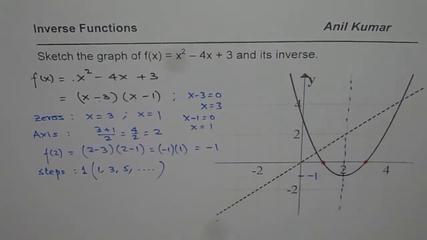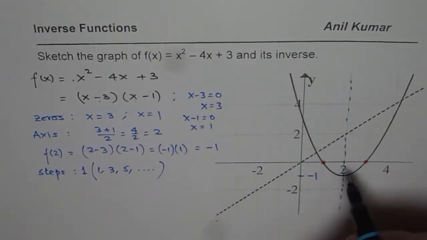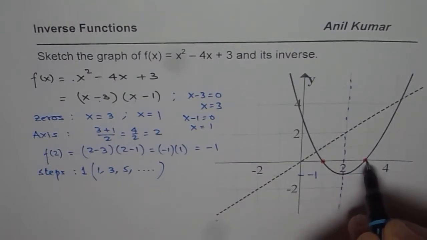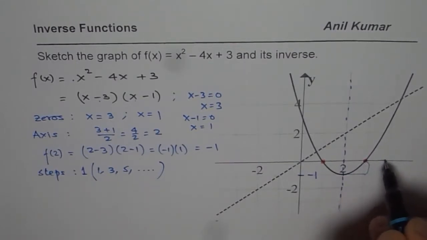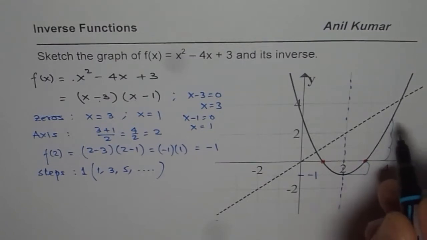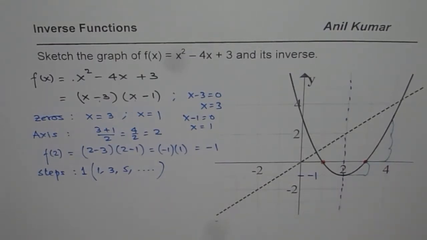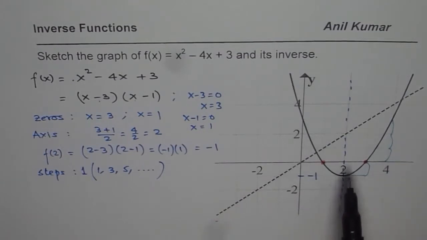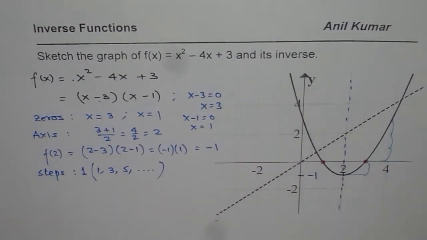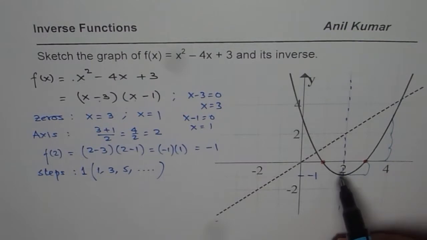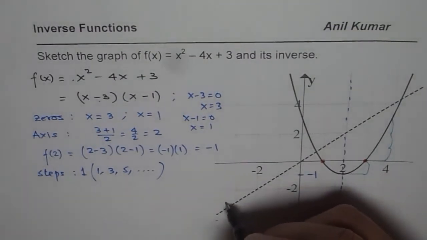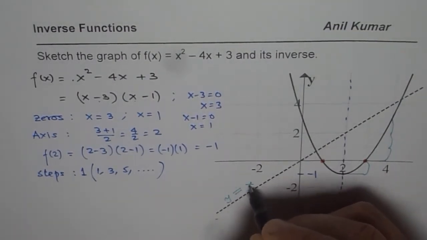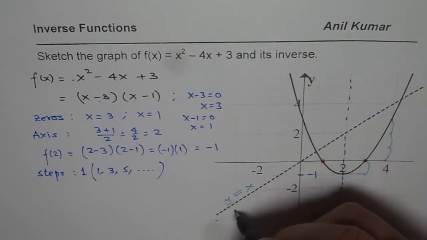So the steps you can see are, from here, first step is 1, and then we have 3. That is how you make your parabola. So the sketching of the parabola I have described. Now let us see how to sketch its inverse. To sketch the inverse, we draw the line y equals x, and then reflect on this line.